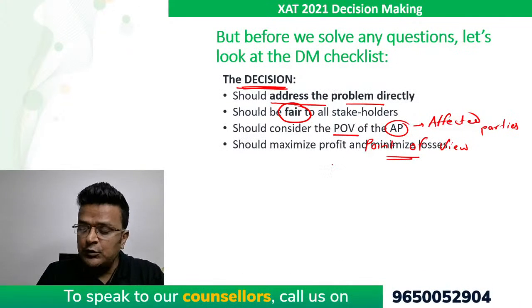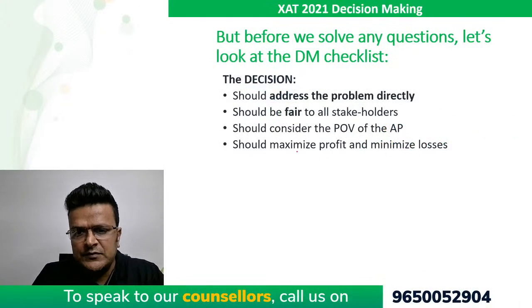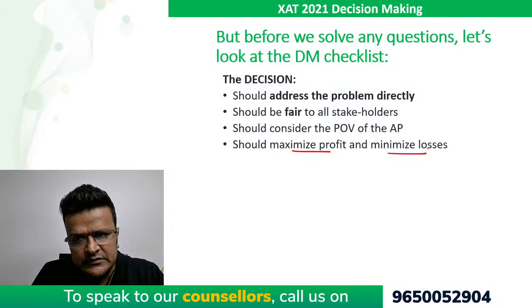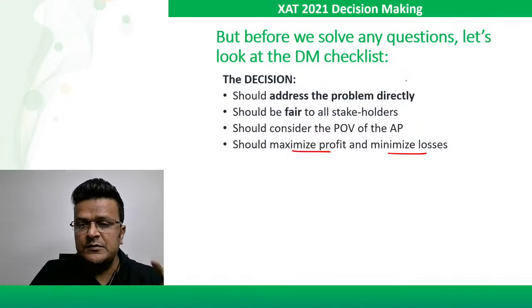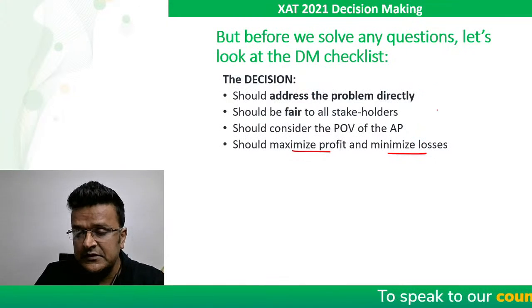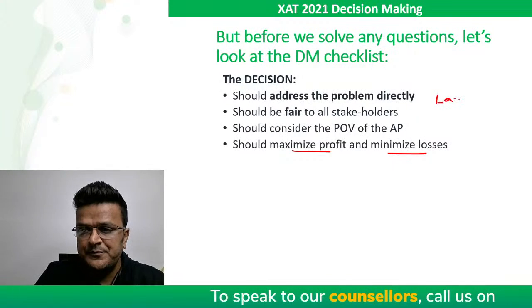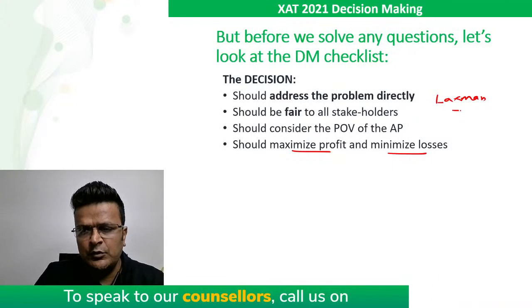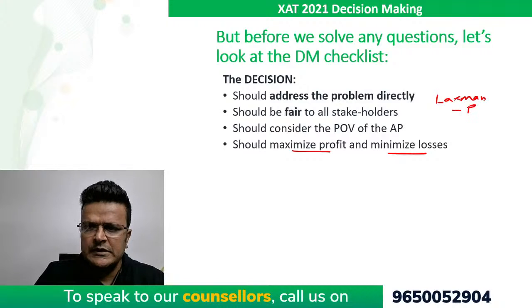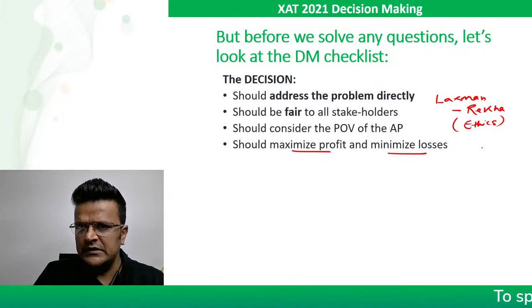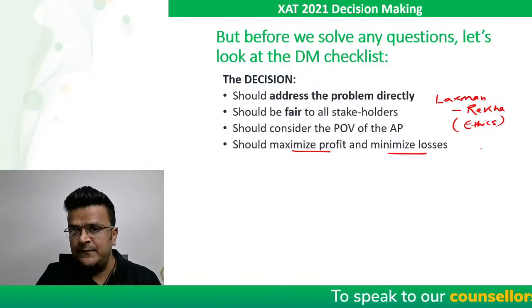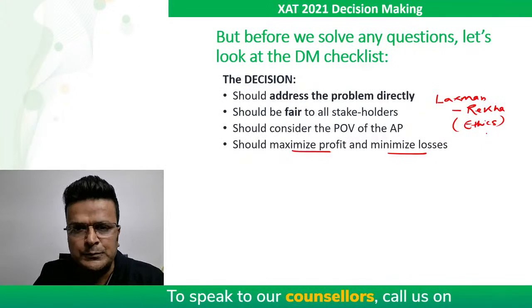Next, try to maximize profits and minimize losses. But as you know, if you have done my previous classes, in decision making questions in XAT, there is a Lakshman Rekha. There is a limit that we don't usually cross, and that Lakshman Rekha is ethics. We do not do anything unethical, right? So unethical things are not acceptable unless you are saving lives. That's the only rule we follow.